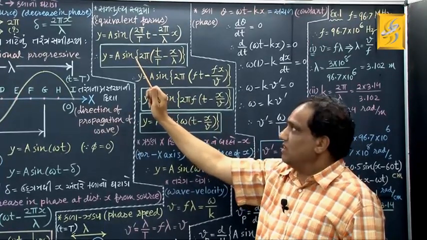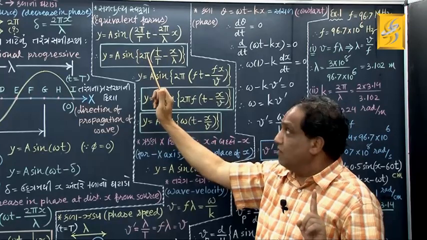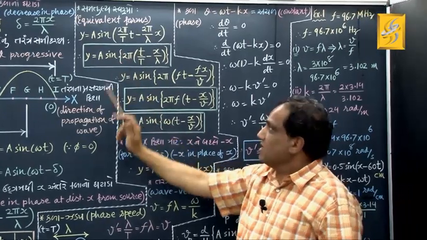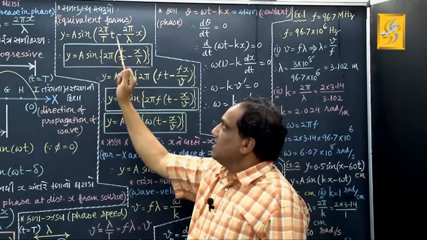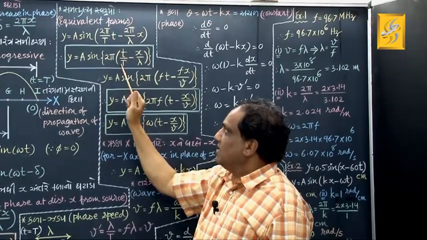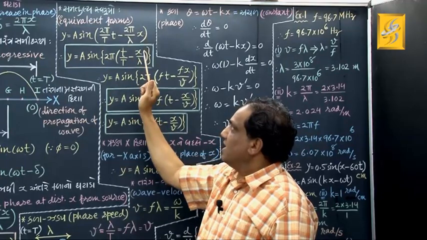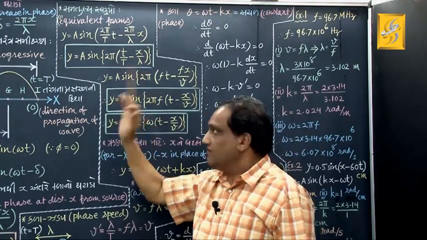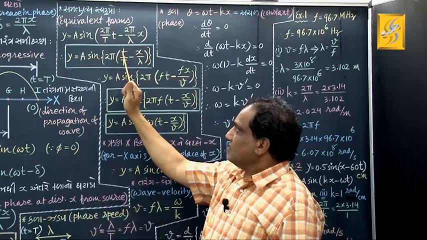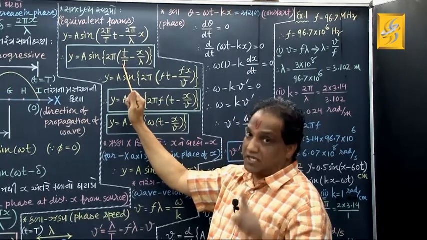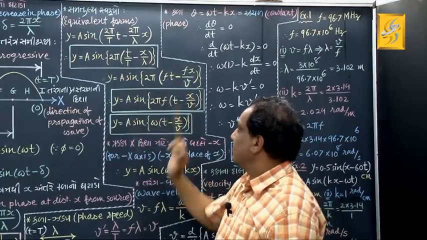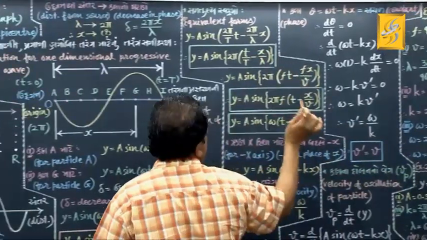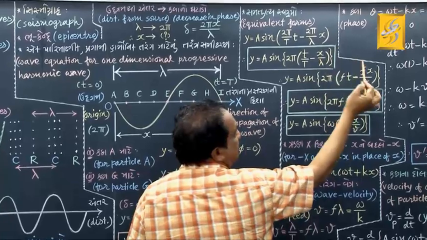In the textbook they have not written this bracket, which is very wrong. You must write this curly bracket. Y is equal to a sine 2 pi taken common, inside the bracket small t upon capital T minus x upon lambda. Got it? Now tell me, 1 upon capital T is nothing but frequency. 1 upon periodic time is frequency, which is f into small t minus x as it is.